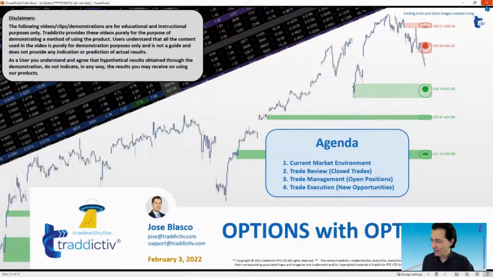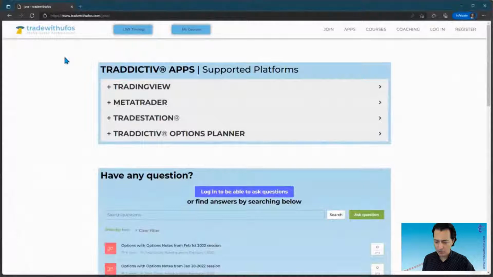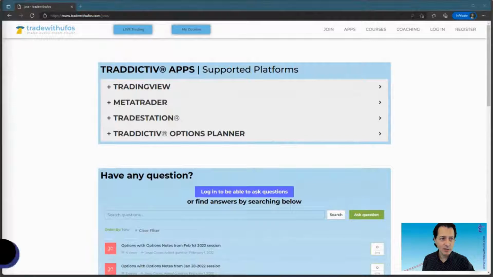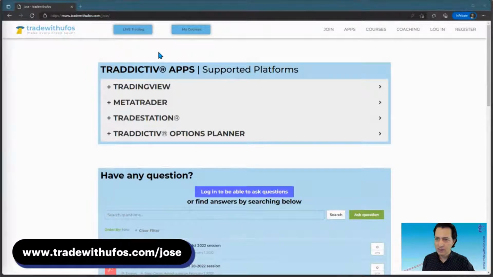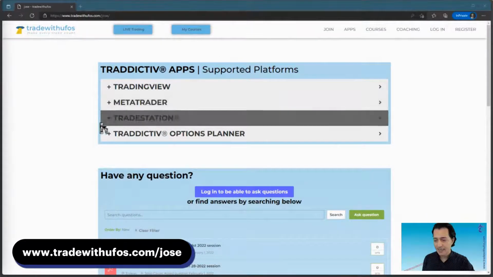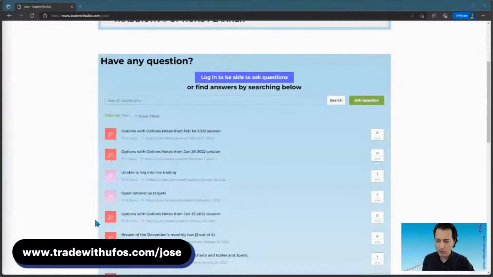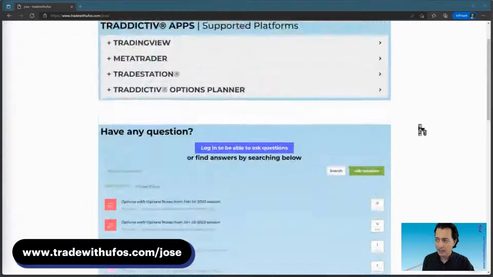Okay, so I'll get rid of the introduction slide. I wanted to also highlight the fact that we have a page that we use for questions and answers. This is tradewithufos.com/Jose in my case. If you are working with Josip, Boyan, Becky, Pedro, Reynaldo, etc., you just add the name of your instructor at the end. When you come to this page, there are plenty of questions or comments already posted here. You can certainly search, and often you may find answers to your questions already waiting for you. If you have a question for which you don't have an answer, you just log in and click on the green button, and then you can go ahead and ask your questions.